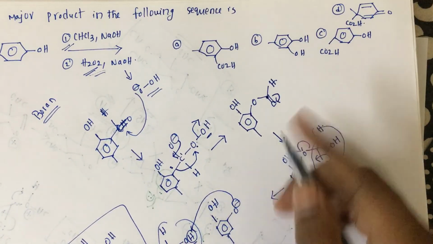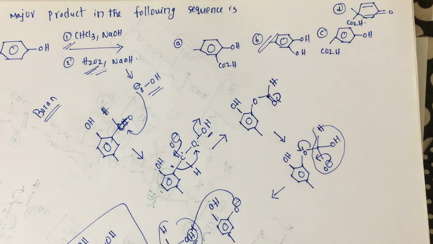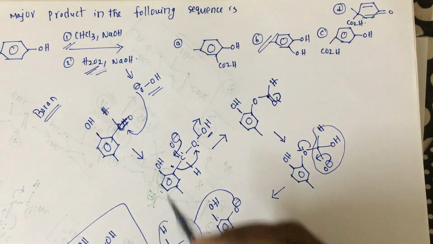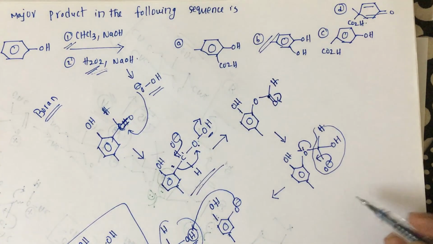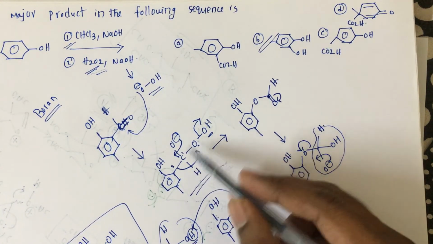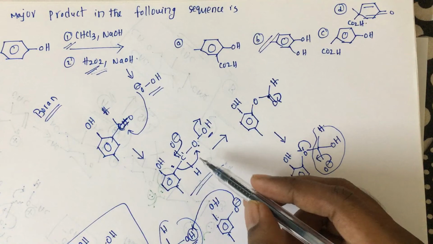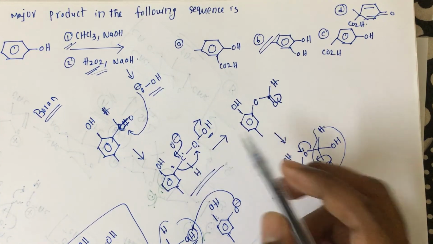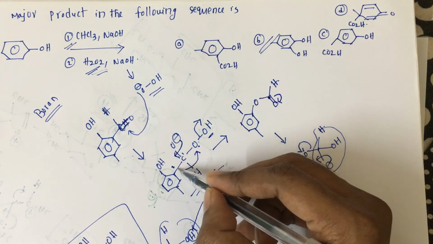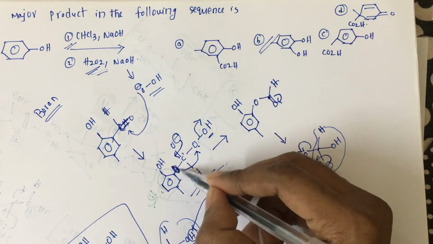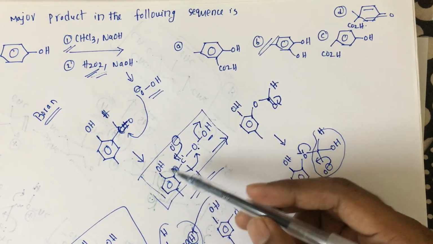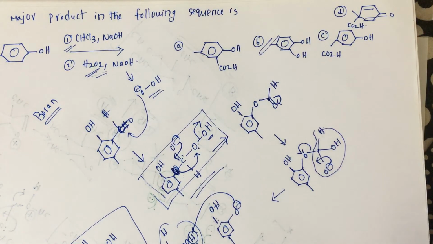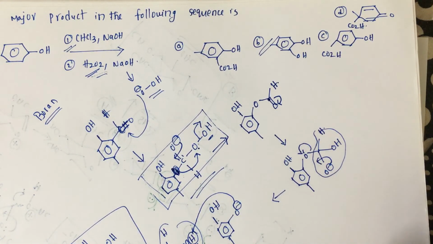So if you see the answer, B is the correct answer. It's a very simple question if you know this one, and here we should know about this migration also. We cannot call it a migration, we call it an insertion, because oxygen is inserting here. So this step you have to remember. If you remember this step, then it's very easy to identify the answer.